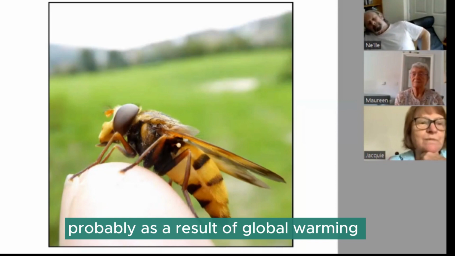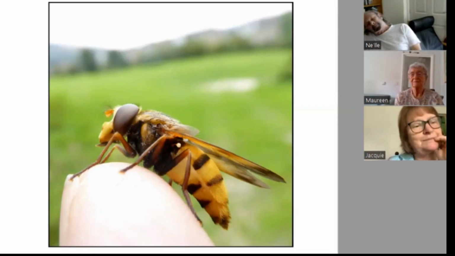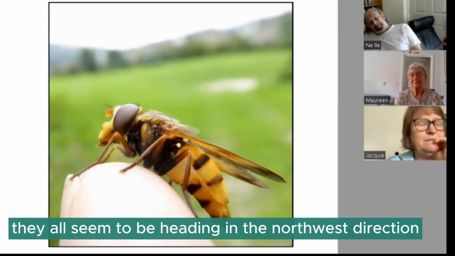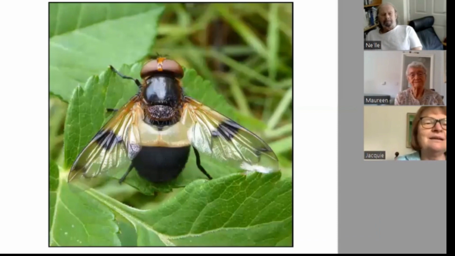The southeast of the country has been very dry for quite a few years now, apart from this year. And they are losing hoverflies at a fantastic rate, and they all seem to be heading in the northwest direction. And I think this is the last one. This is closely related to the previous one, the Volucella. But again, this is pretty much a monochrome version.